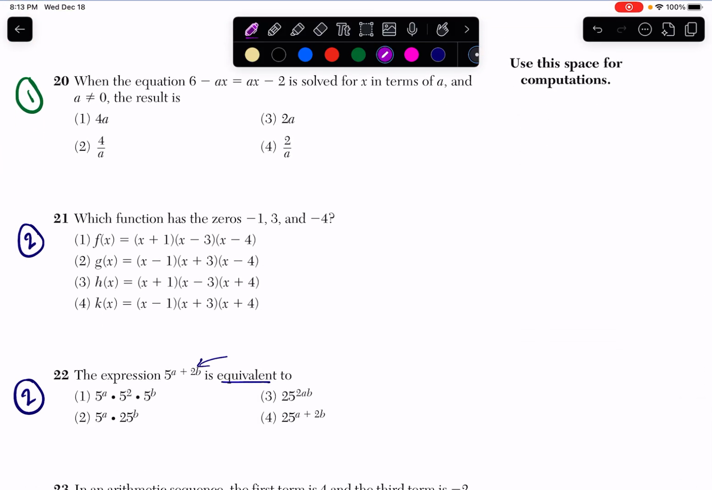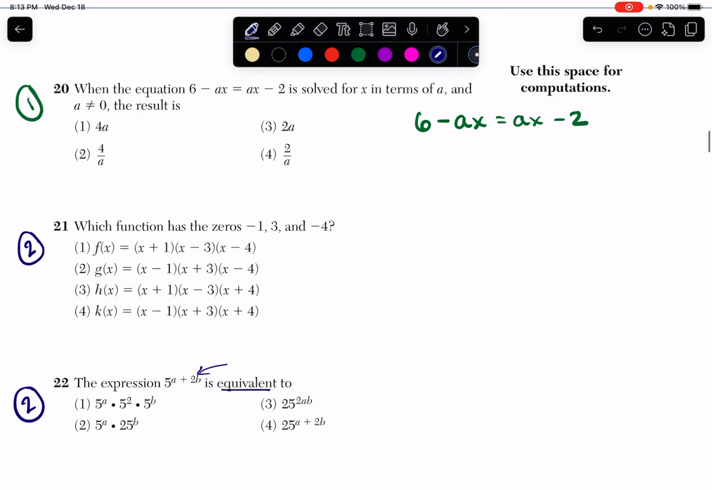Number 20, we have done number 20. It is just difficult. When the equation 6 minus ax equals ax minus 2 is solved for x in terms of a, and a does not equal 0, the result is. So when they say solve for x, they are just asking us to get x alone in this equation. It's challenging because we have this a, but we can just use acceptable moves to get x alone.